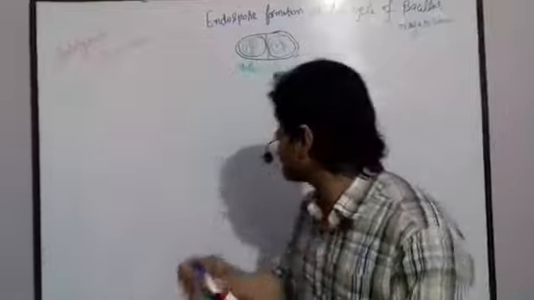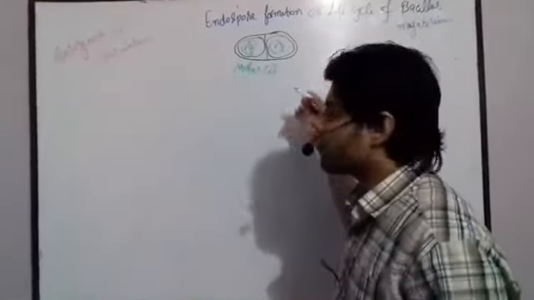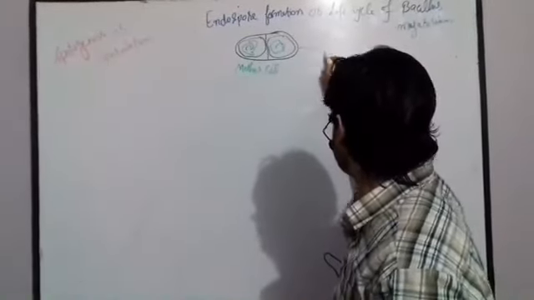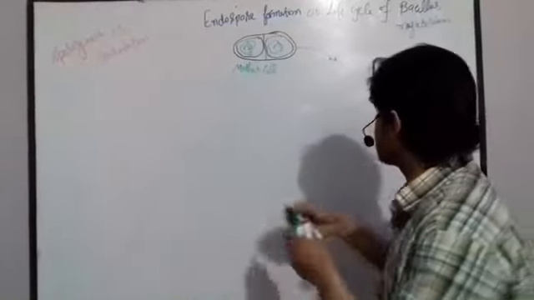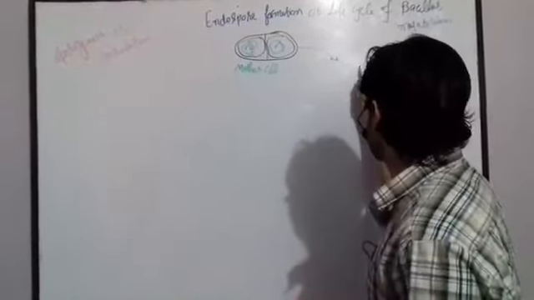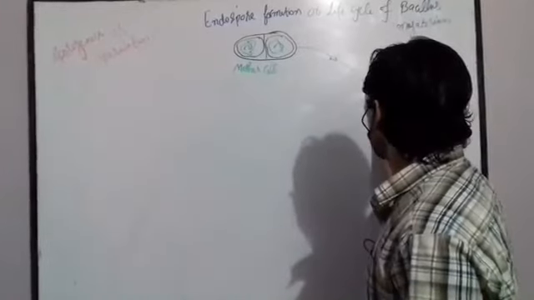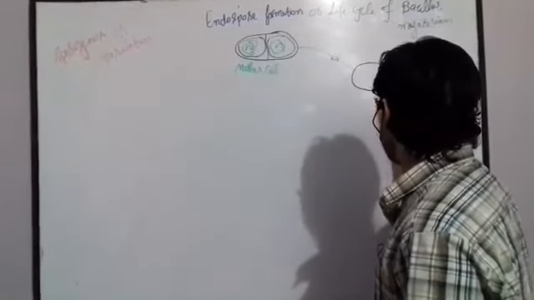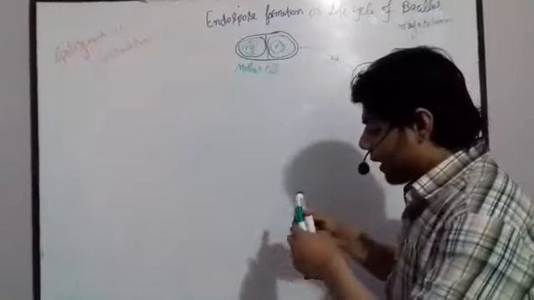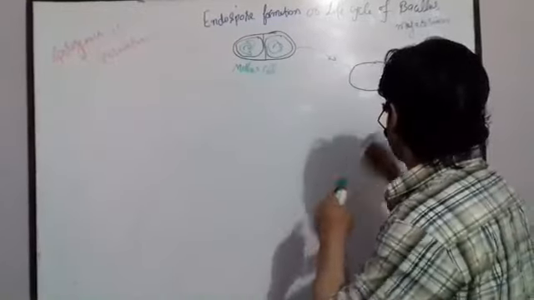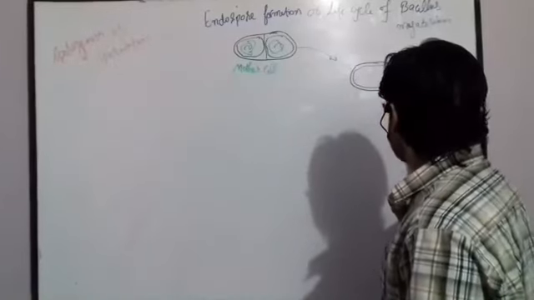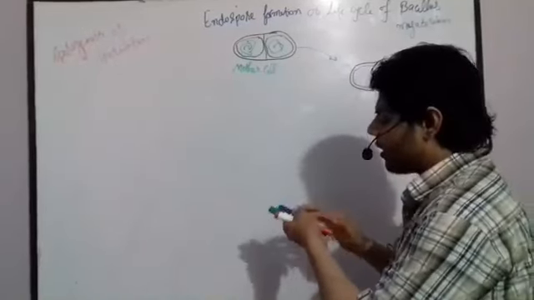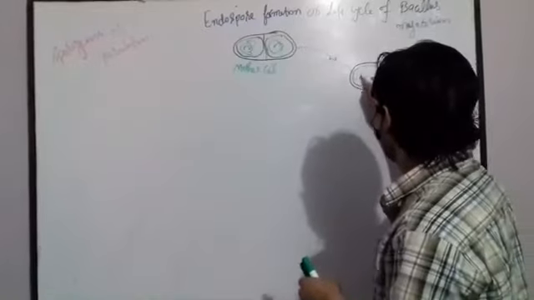Now, from the mother cell, what do we get? We get 2 daughter cells, but here I will write 1 daughter cell. So this is the daughter cell. This daughter cell has the cell membrane also. This is the cell membrane, and it also contains the genome.